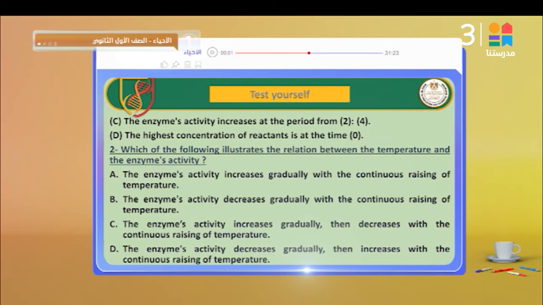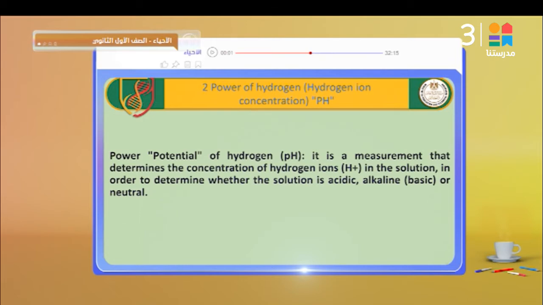Then decrease with the continuous rising of the temperature. Take your time and answer the last multiple choice question. D: the enzyme activity decreases gradually, then increases with the continuous rising of temperature. So the best answer is that by increasing the temperature, the activity increases, then it decreases.